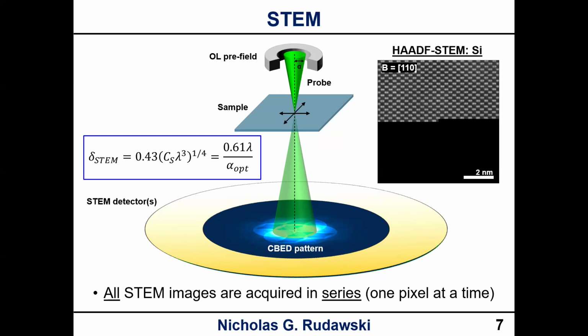You can see the equation is very similar to what we had for high-res, but now the coefficient in front is 0.43. You can look at that and say, well, it looks like my resolution in STEM is actually a little bit better than it is in high-res, and that's actually true. The other thing is that we could rearrange this equation in terms of alpha, in terms of what's called an optimal value of alpha. The higher we can make the optimal value of alpha, the smaller our resolution value, and the way that we do that is usually using Cs correction.